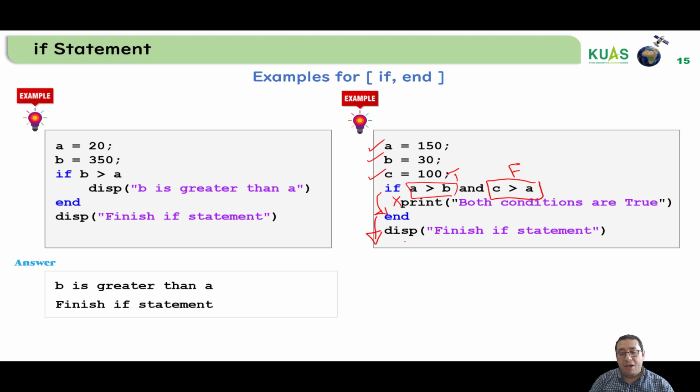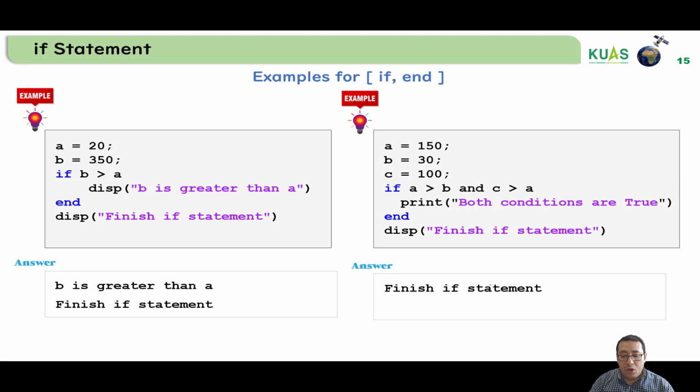And to continue, we have display finish if statement. So based on that, the answer will be only print finish if statement because we didn't execute this part of the code.